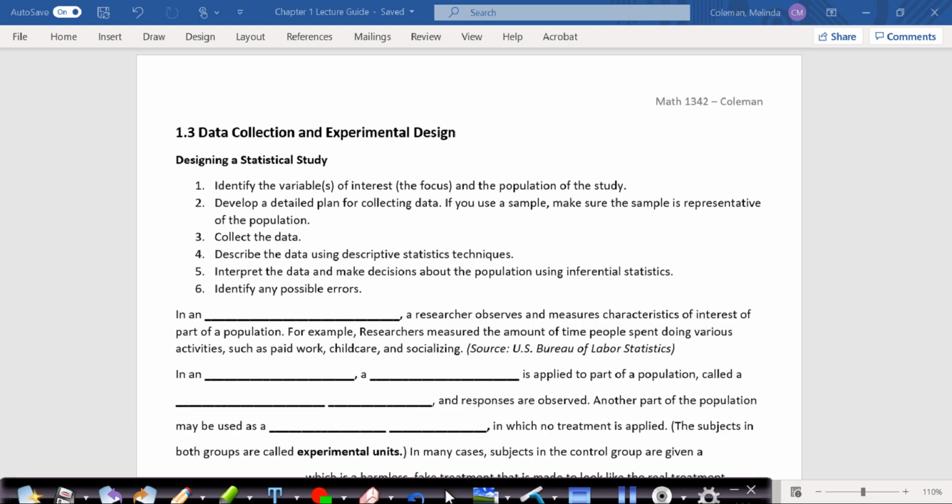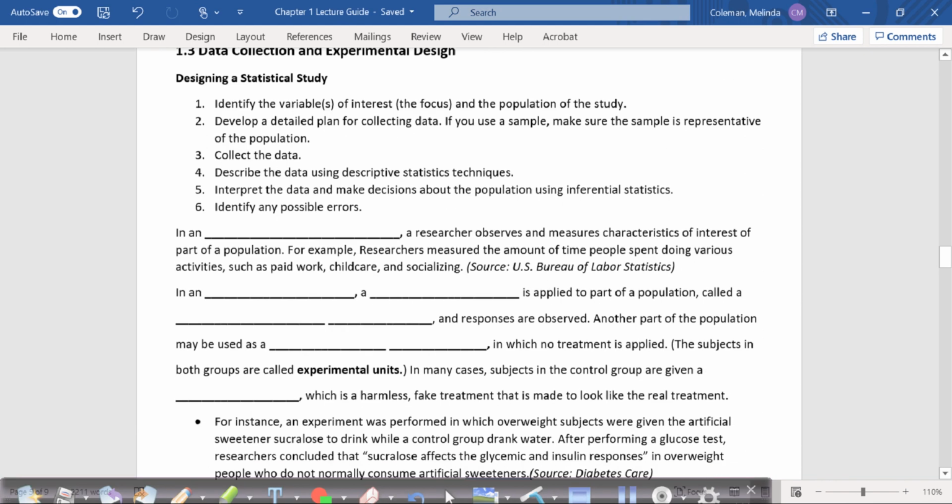All right. Our next section that we're going to cover is section 1.3, more data collection, but also talking about experimental design. So designing a statistical study. Before we can actually design something, we have to identify the variables of interest. What will the focus be and what will the population be?